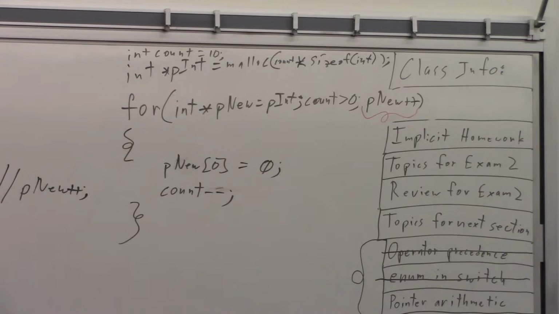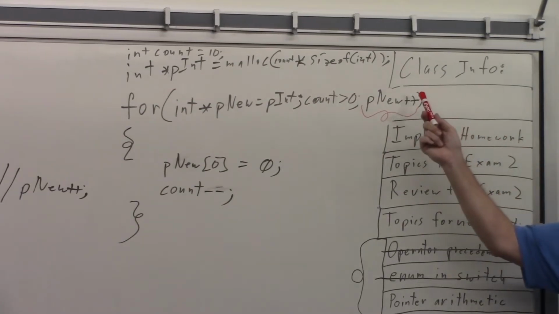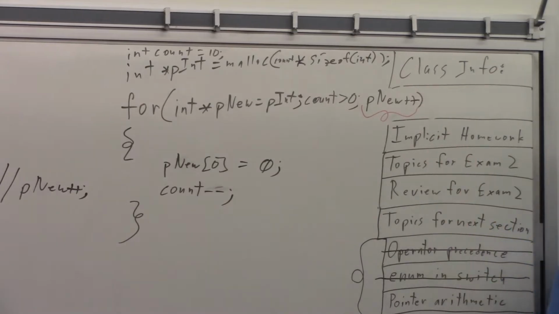Well, it does the condition check, count greater than 0, first, and then if everything's good, it executes that statement, which is incrementing that pointer, doing pointer arithmetic. This is p new plus equal 1, or p new is equal to p new plus 1.